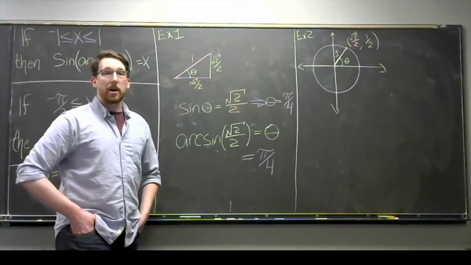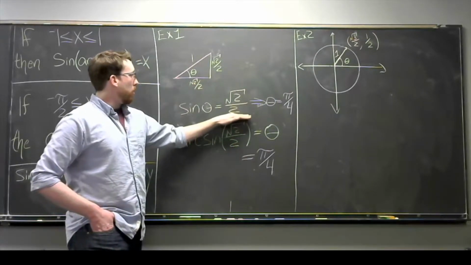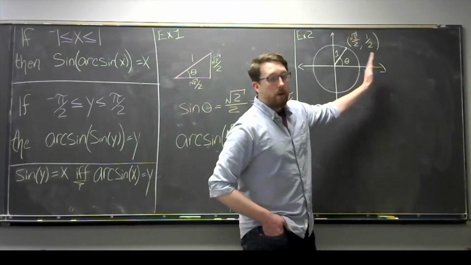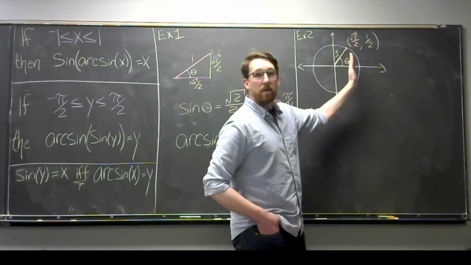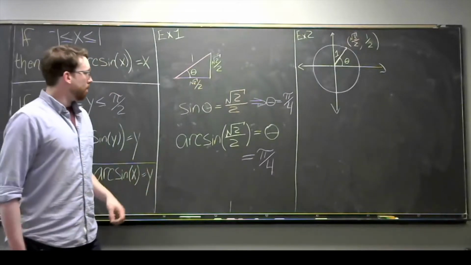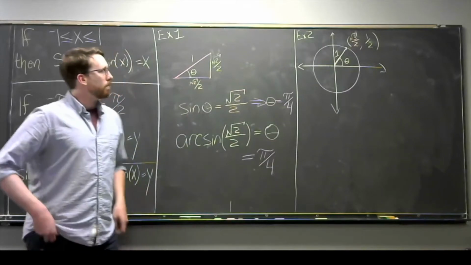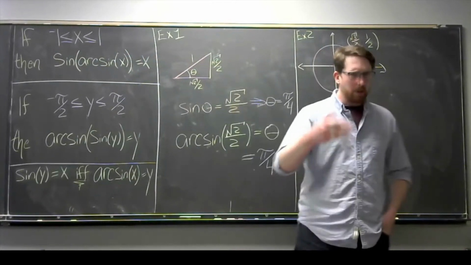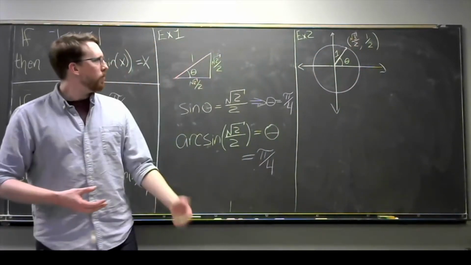The other way to think about it, like I said, is using this geometric approach. What we're looking for is the square root of 2 over 2. We have to use the right side of the unit circle. And the only angle on the right side of the unit circle that has a sine of the square root of 2 over 2 is pi over 4. Okay. So this is one way of using this arc sine.